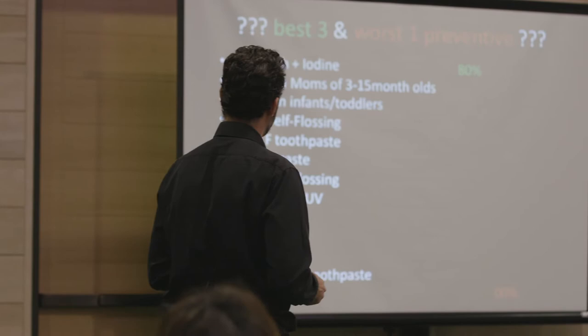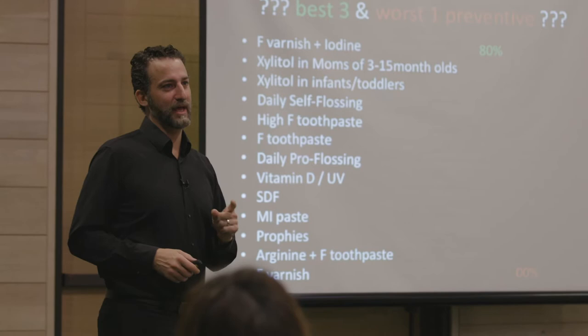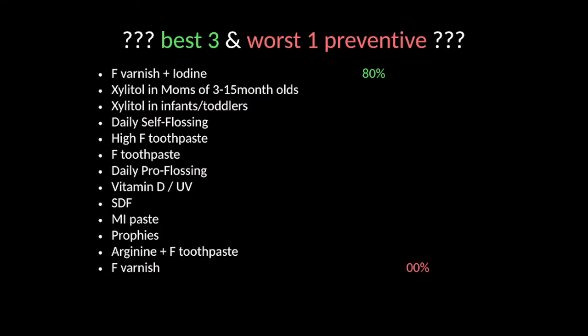We're going to have a little bit of an interactive part here where you get to take out your pens and write down the three best and, let's say, the two worst preventives in terms of how well they prevent cavities. I'm going to go through this list, and I'll tell you the best one is about 75% fewer cavities if you do this. And the worst one, there's a few of them on here, does not do anything at all. So I'm going to march through the list.